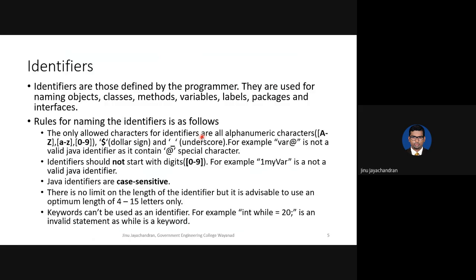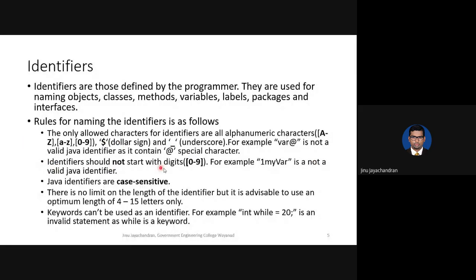Now identifiers are the names that you give, that are defined by the programmer. For example, the name of the object, name of the class, name of the function, name of the variable, name of the packages, etc. And there are a set of rules that you should keep in mind while you are naming anything in Java. First and foremost, it should be alphanumeric. Alpha means it should be an alphabet. Numeric means it should be a number. So you can take any alphabet from A to Z, both big and small, or you can take any number from 0 to 9. You can use the $ sign, you can use underscore. But you cannot use any other special characters. You can use underscore or dollar, that's all.